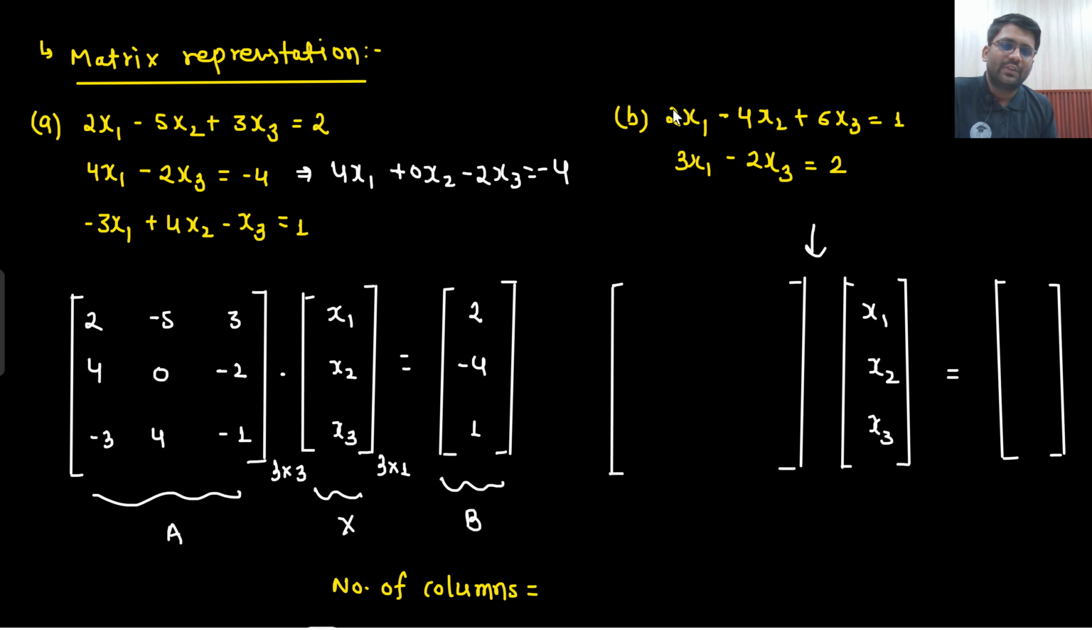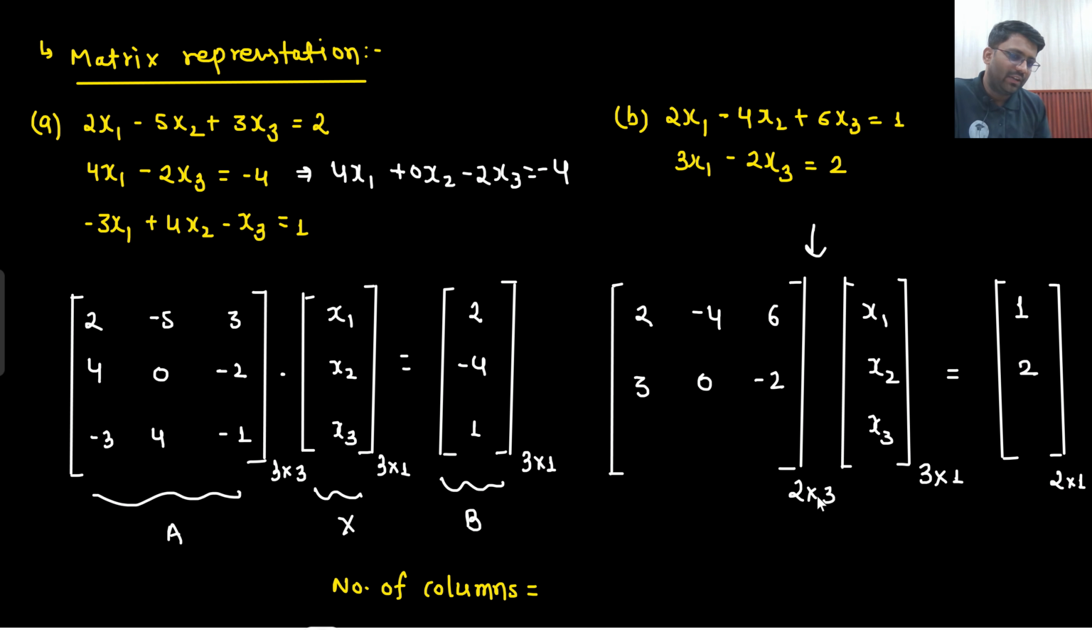So let's write down. The first equation is 2x1 minus 4x2 plus 6x3 equated to 1. And the second one is, sir, 3x1 plus 0x2 minus 2x3, that would be equated to 2. There you go. So 2 rows, 3 columns, then 3 rows, 1 column, and what is the order here? 3 rows, 1 column, 3 cross 1, and here the equivalent order is 2 rows, 1 column. So 2 cross 3 multiplied with 3 cross 1 gives 2 cross 1.